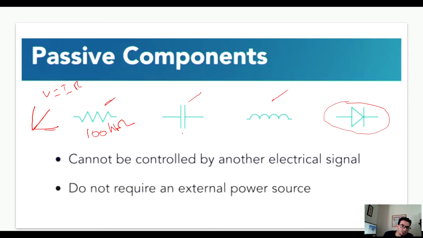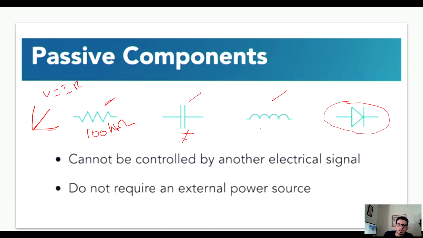Capacitors have a similar scenario where the units are farads. We want to have capacitors with large capacitance if we want to be able to provide a large amount of charge, or we want to have a small capacitance if we don't need a lot of charge to start with.